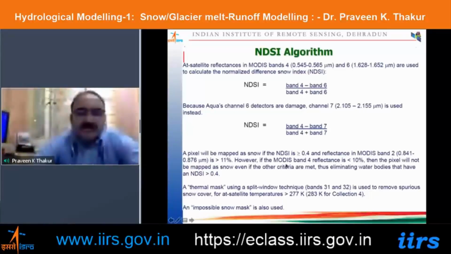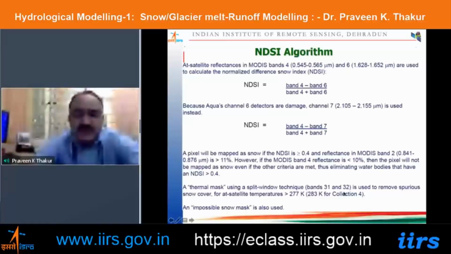That means the water pixels, because if you run this model, open water bodies will be classified as snow because this NDSI will be greater than 0.4 for the open water body. So if you add this band 4 criteria, that reflectance should be greater than 11% and should not be less than 10%, then you can avoid water bodies being misclassified as snow pixels. Plus some thermal mask and impossible snow mask is also used, which removes certain pixels which may be found in the lower altitude or lower latitude regions.